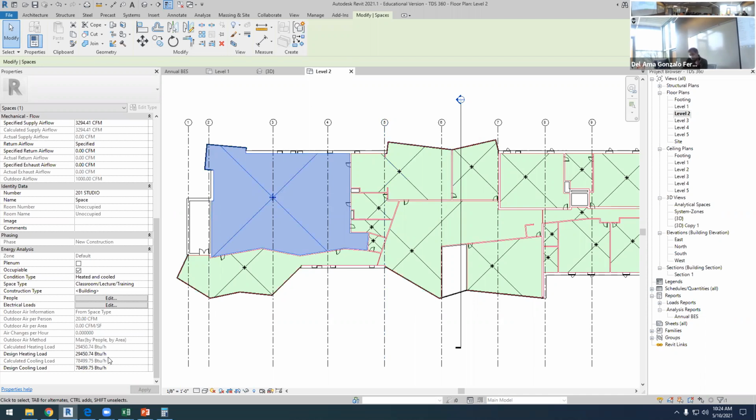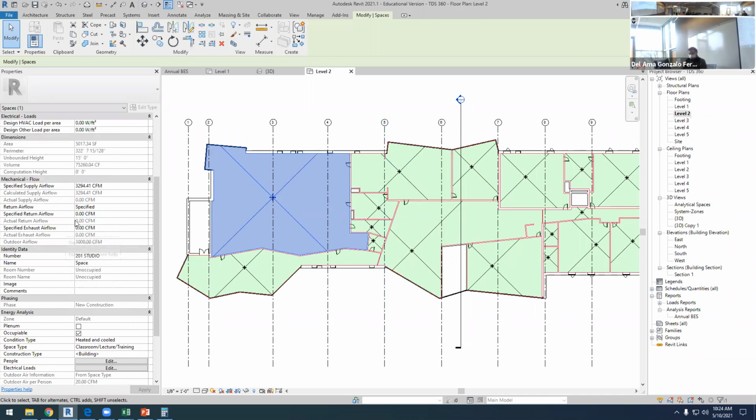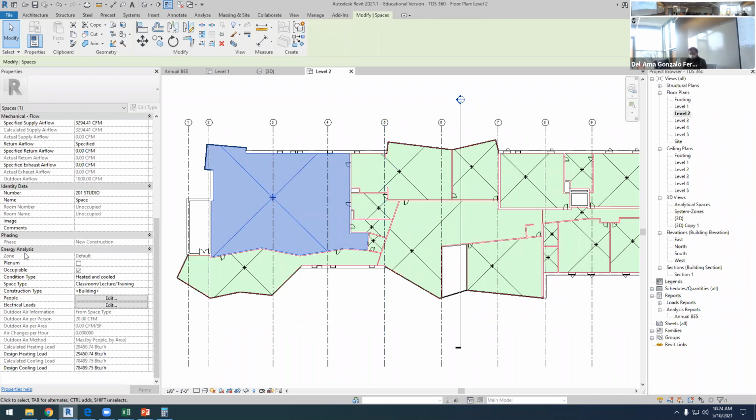So once we are done with this, we can go to at least work with the energy analysis. Okay, so we have to make sure that the spaces that we are analyzing are like this, and the use of the space is the right one, and at least the number of people.